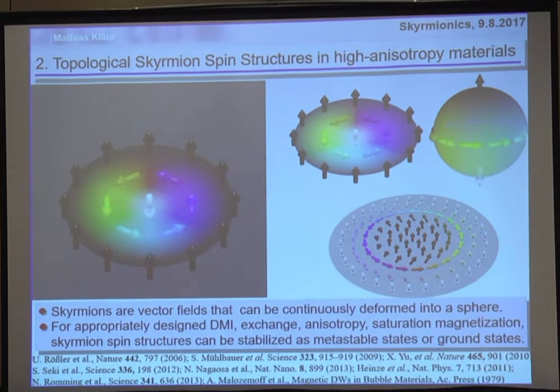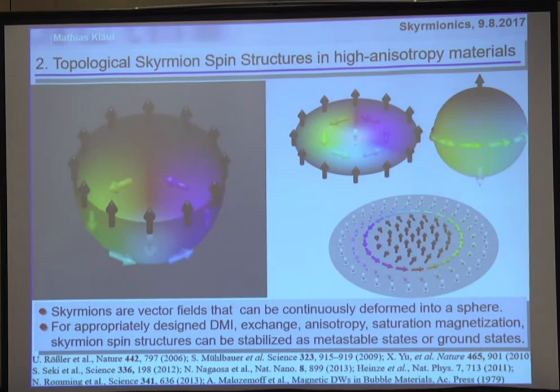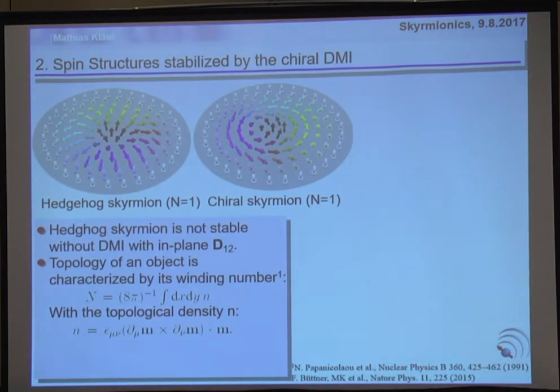So if you have enough DMI, whatever you measure, you can stabilize skyrmions. And for the sake of this talk, I call a skyrmion a spin structure which you can map onto the sphere. So magnetization on the outside of that spin structure has to be parallel, and it has to be anti-parallel to magnetization in the center, and then everything else happens somewhere in between. So this then leads to different types of spin structures depending on the DMI.